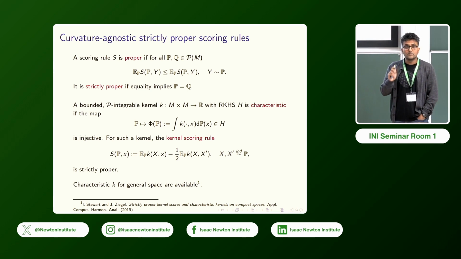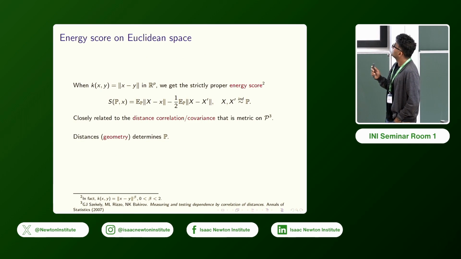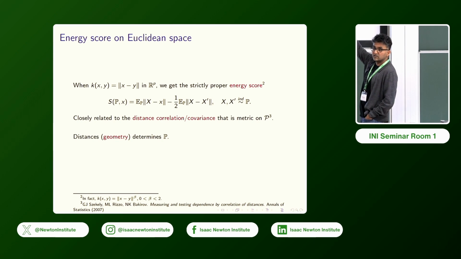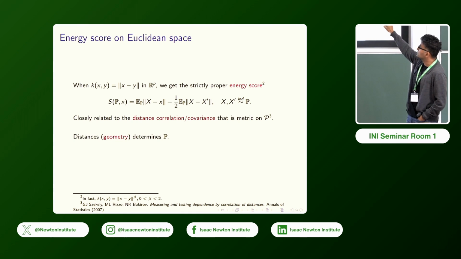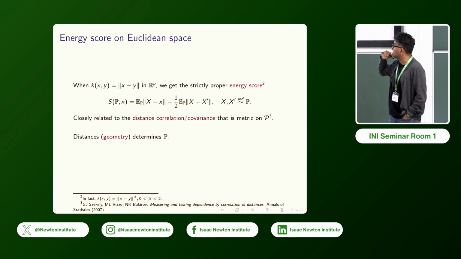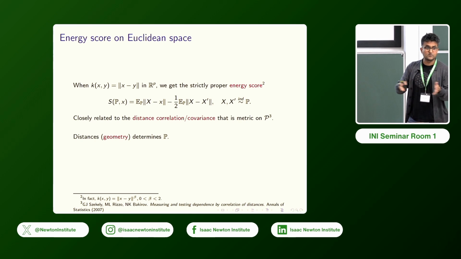There is one particular kernel which stands out because it's different. That's the energy score. If you choose the kernel to be the distance in Euclidean space, it corresponds to the energy score. And this energy score is equivalent, or very closely related, to the distance covariance, which is an actual metric on the space of probability measures.